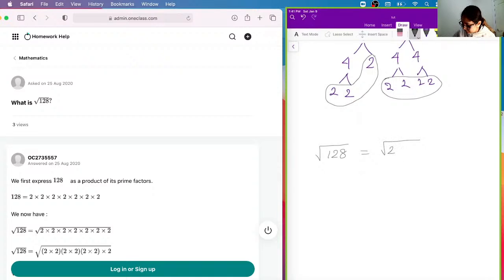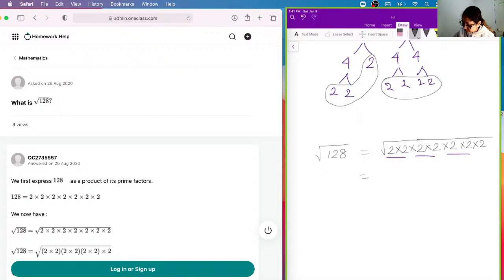So you have 2 times 2 times 2 times 2 times 2 times 2 times 2, right? We have 7 2's in this case. And what we're going to do is group them into 2's. What we mean by that is that these 2 will go together, these 2 and these 2, and you would have 1 remaining.